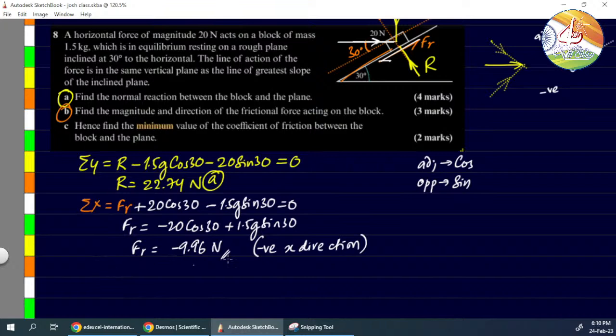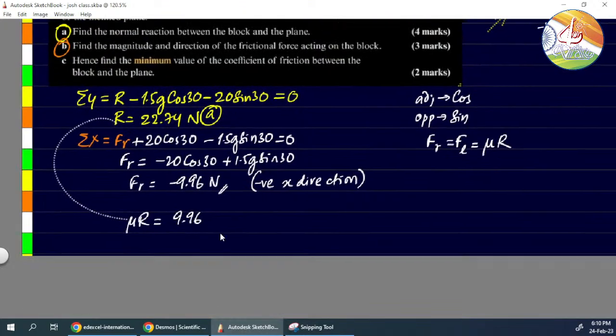What is the formula for limiting friction? Mu into R. Yes. So our friction Fr should be equal to Fl, and that is mu R. So that means mu R should be equal to 9.96. Substitute the value of R, you will get mu. So 9.96 divided by 22.74. Okay, find it. That is the answer.